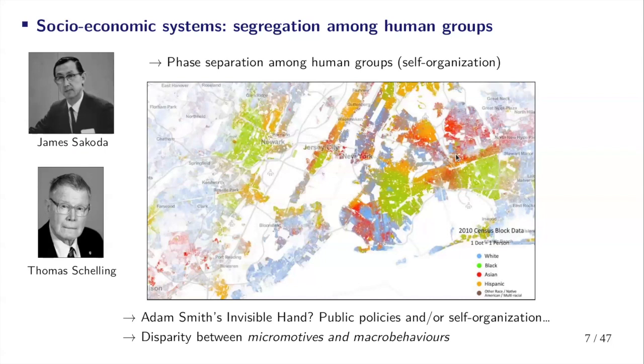This is the New York census in 2010, and different colors indicate different ethnicities. When you see a map like that, you wonder: is it the result of public policies, or a natural way the system flows, self-organization? This heterogeneity has been underlined in the book of Thomas Schelling, Micromotives and Macrobehavior. Okay, so this was just to introduce this broad question.